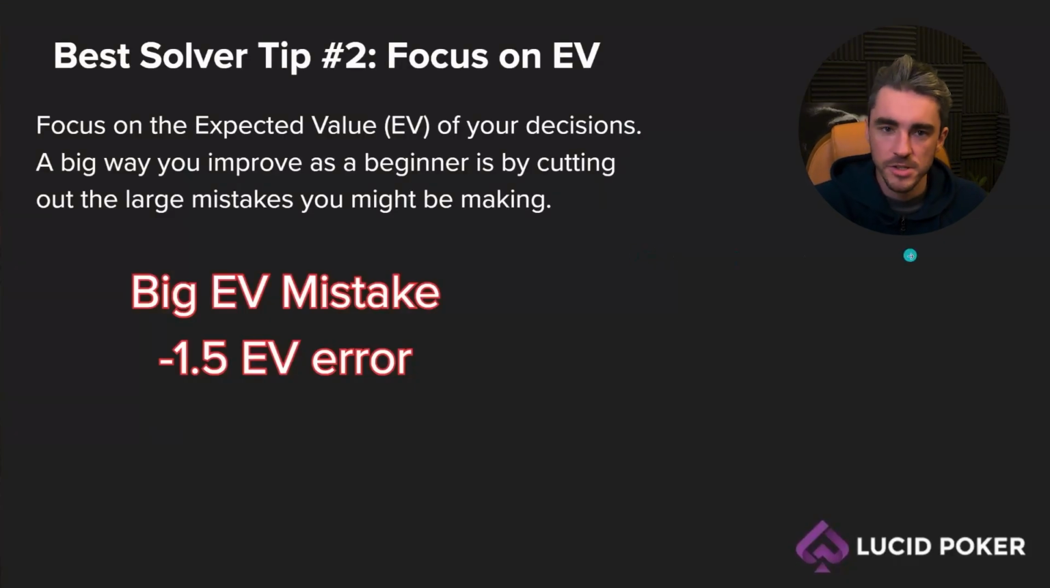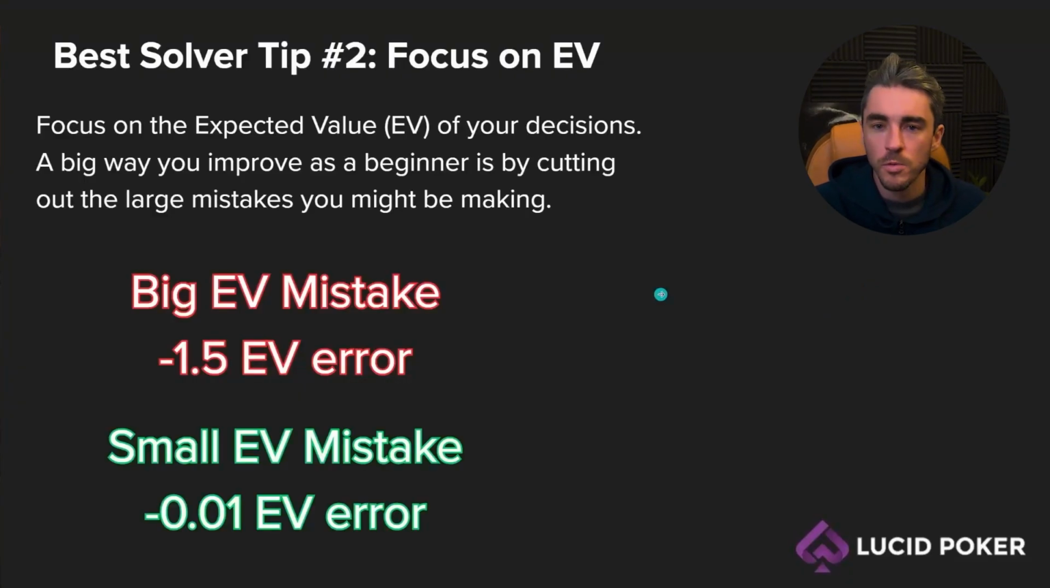If you take 1.5 for example, that would be a relatively big EV error. That would certainly be, pre-flop, a very big EV error to make. 0.01, something like that, those are less important EV errors. People make 0.01 EV errors a lot. We're obviously not trying to make those EV errors.